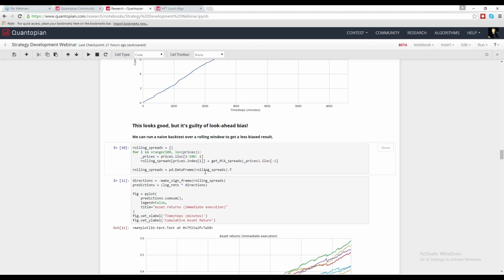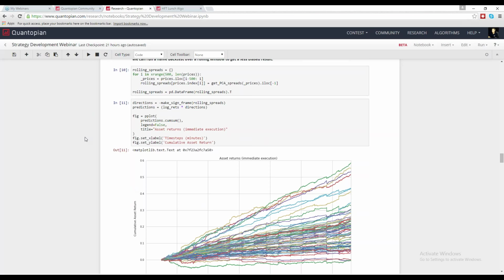So the next thing you can do is a really simple naive back test, but just over a rolling window. I used a 500 minute rolling window, fit the model, took the last estimation and put those into a data frame, and then did the same thing where I'm assuming immediate execution on these. I'm applying it to the return series without shifting it one forward, just assuming that I have the current price, and I'm just going to either buy or sell at that price, which is what they assume in the paper.